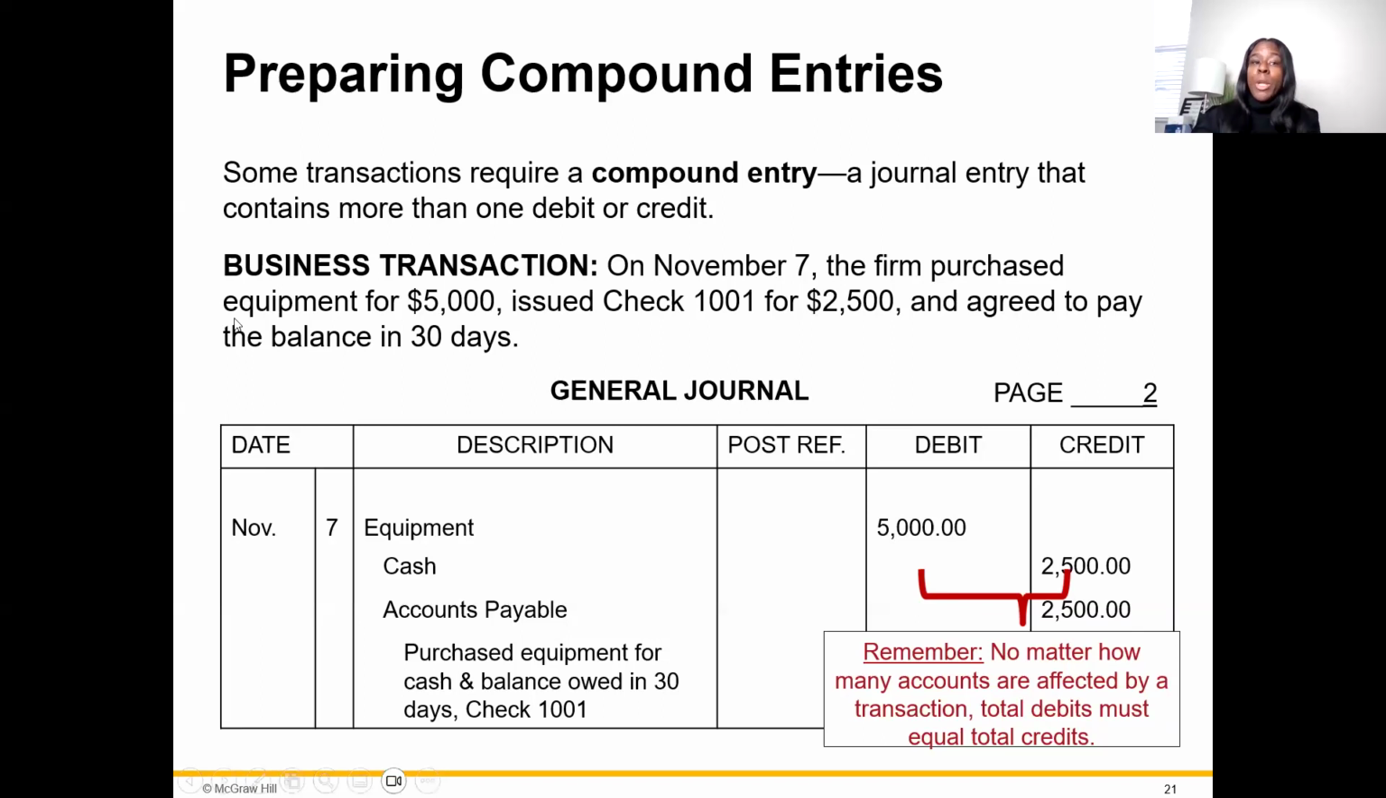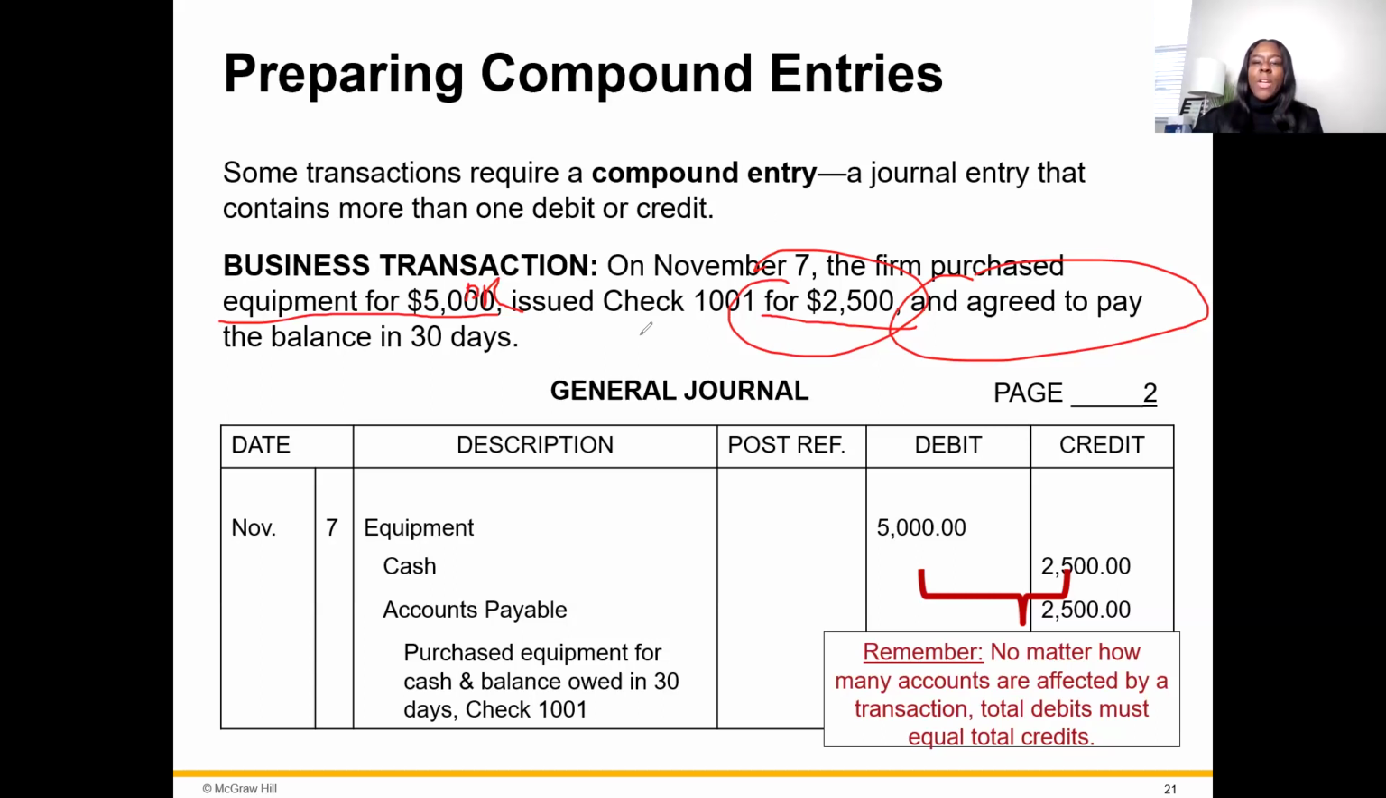So for this one, the firm purchased equipment. So equipment will be our first account, for 5,000. Issued a check for 2,500. So they paid partial. The equipment was worth 5,000. They paid 2,500 in cash, and the other 2,500 they agreed to pay in 30 days. So we've got 3 things going on. Equipment, asset, increasing. That's our debit. Cash decreasing, asset. That's a credit.